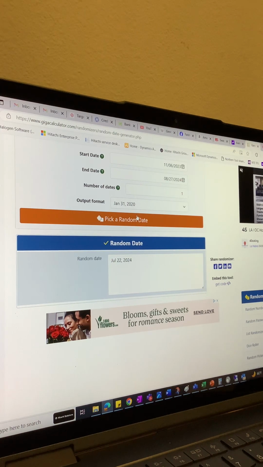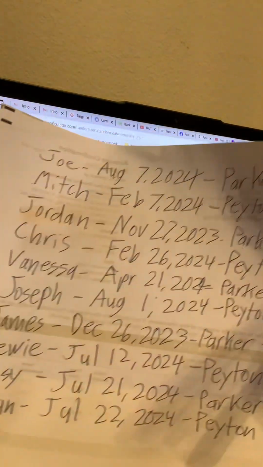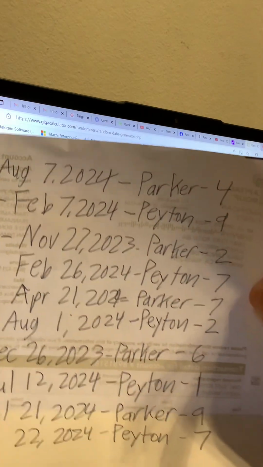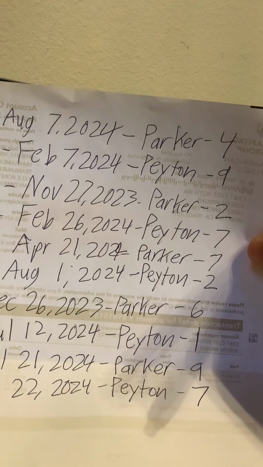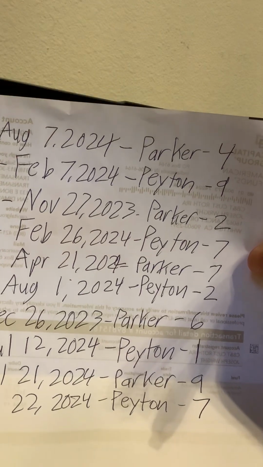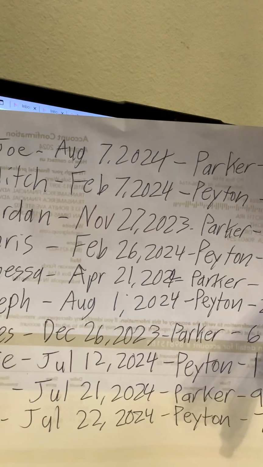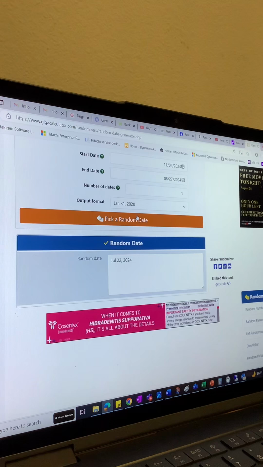Okay, so here's where we stand right now. Kind of hard to fit it in the frame there. Going down the list, Louis has secured pick number 1. And so right now we have a tiebreaker for pick number 2 between Jordan and JoJo. So let's go ahead and assign them new dates here.